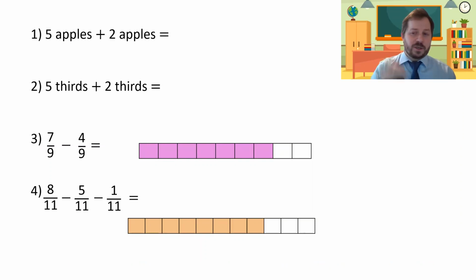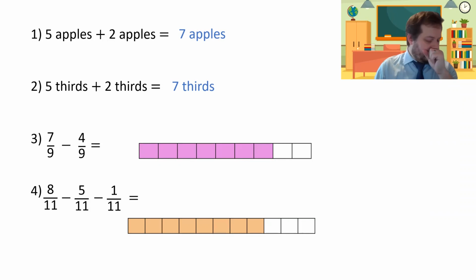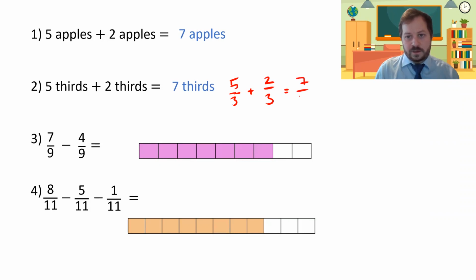Okay, first question, hopefully nice and straightforward. I have 5 apples plus 2 apples. How many apples do I have in total? 7 apples. The same works in thirds. I have 5 thirds plus 2 thirds. I have 7 thirds in total. And this should obviously be written as 5 thirds plus 2 thirds equals 7 thirds.